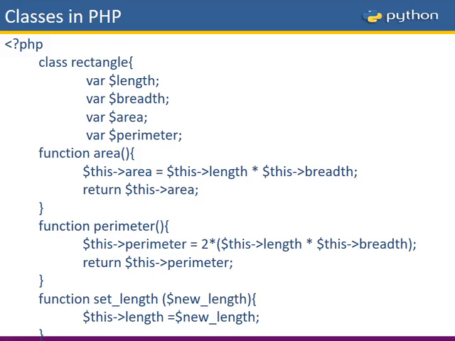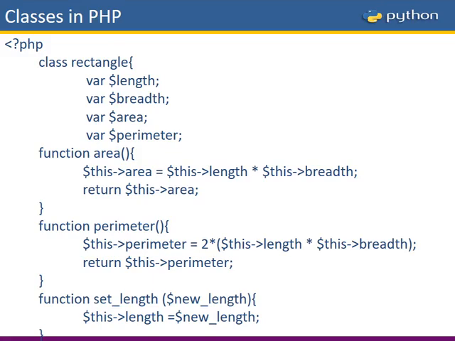Here with the area function, $this with the arrow. I told you that $this refers to the current object, like self in Python, so $this points to the area. We have $this arrow length multiplied by $this arrow breadth. So we return the $this area, and we close with the curly bracket.